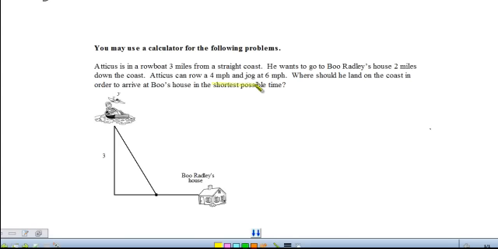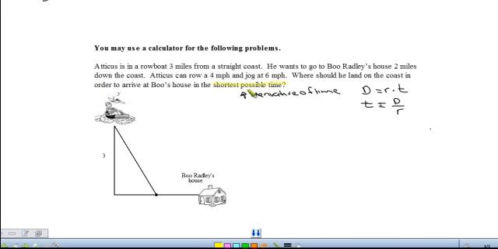Since it says shortest possible time, that's my keyword. That means that I need to take the derivative of time. So I know that I'm going to have a time equation. And the only thing that relates the distance, the rate, and the time would be the distance formula. So I know that I'm going to have a formula that has time is equal to d over r.